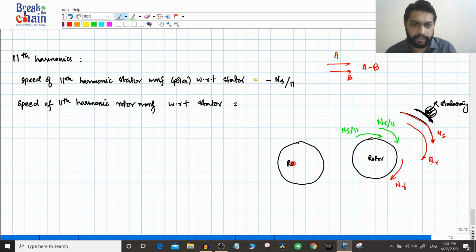So now you are having your rotor here, and you can replace these by the slip speed. So the slip speed will be ns divided by 11 minus nr divided by 11. And what will be the direction? Same direction. A minus b in the same direction. So ns by 11 minus nr by 11, because everything is in the same direction. And on top of that, you are having the rotor itself which is rotating in the same direction. So ns by 11 minus nr by 11 slip speed in the clockwise direction, nr also in the clockwise direction.